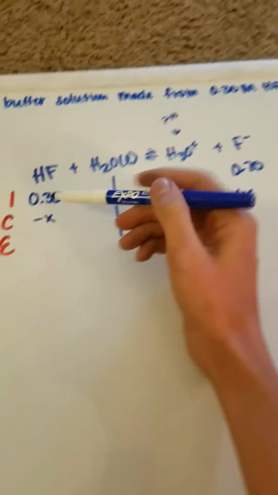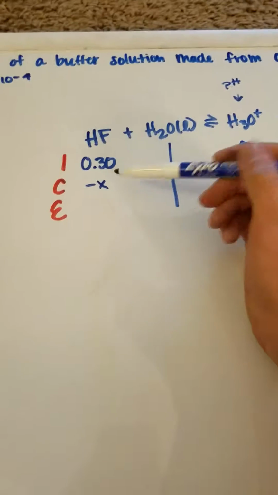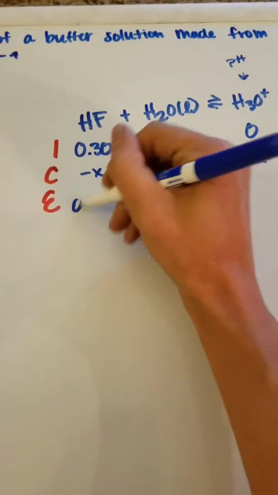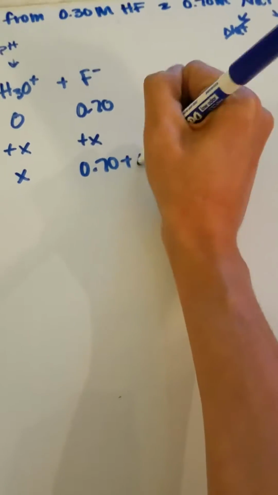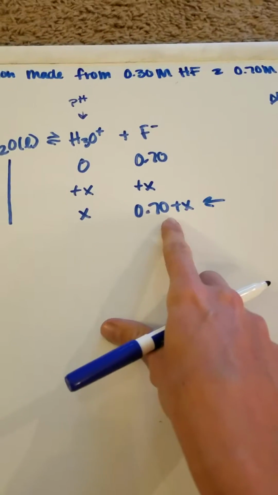Just like any other ice table, we're going to sum up our I and C rows. So for this, it ends up being 0.30 minus X. 0 plus X is just X. And 0.70 plus X. This part is different from a regular ice table, but don't let it trip you up.